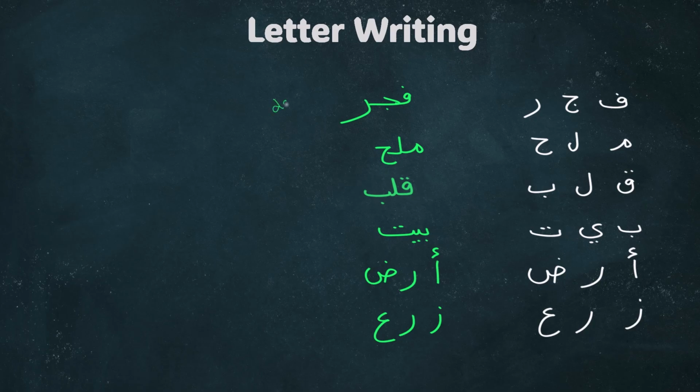فجر means dawn. And ملح means salt. And قلب means heart. And بيت means home. أرض means ground. And زرع means plant.